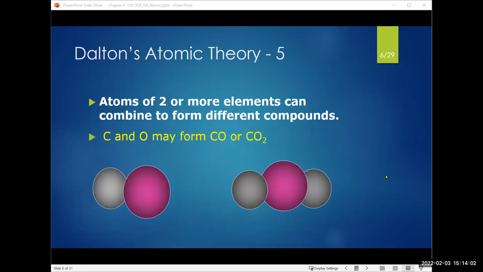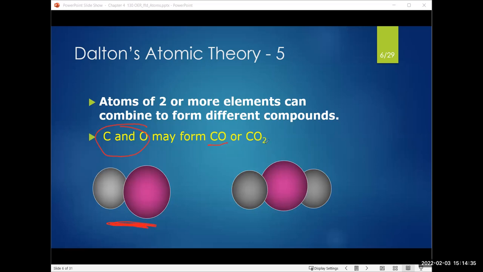Okay, so atoms of two or more elements can combine to form different compounds, okay? For example, when we combine carbon and oxygen, you can get one of two products. One, you can get CO, both capitalized, carbon monoxide. Okay, notice the name, carbon monoxide, which is depicted in this model here.